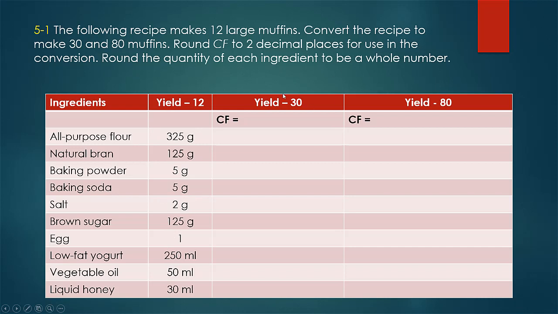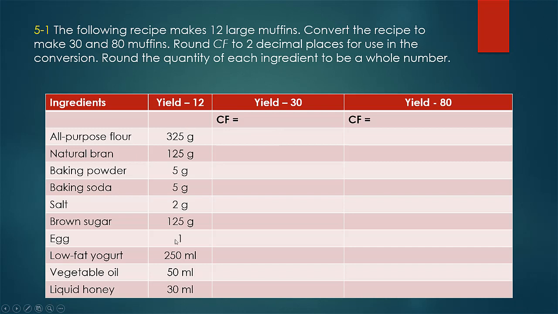What we want to do now is make 30 muffins, and then make 80 muffins. So how much of each ingredient am I going to need to make 30 or to make 80 muffins? This is what the conversion factor formula is all about, and it's a simple one.